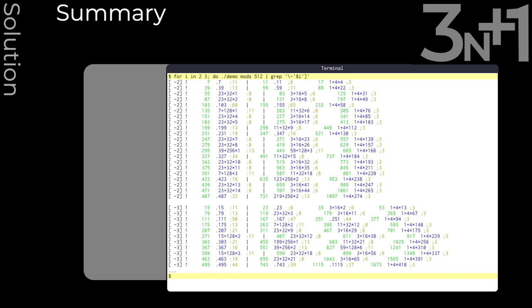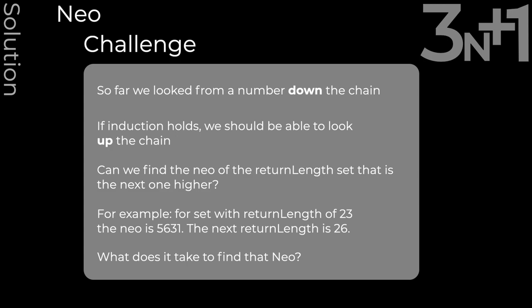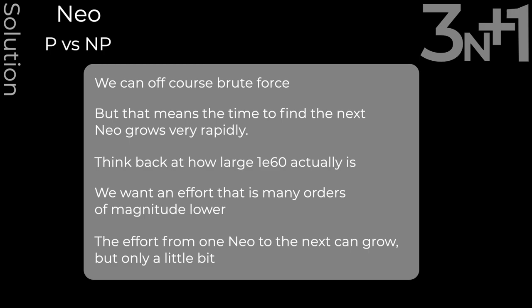One of the ideas we have used is induction. Let's see what induction can bring us. For the last leg of the journey, we are going to focus on the maximum predict value in a return length set. If induction holds, we should be able to find the neos with relatively little effort, compared to brute force that is. The concept of P versus NP means that the effort of finding a solution should not get out of hand when the scale of the problem gets larger.